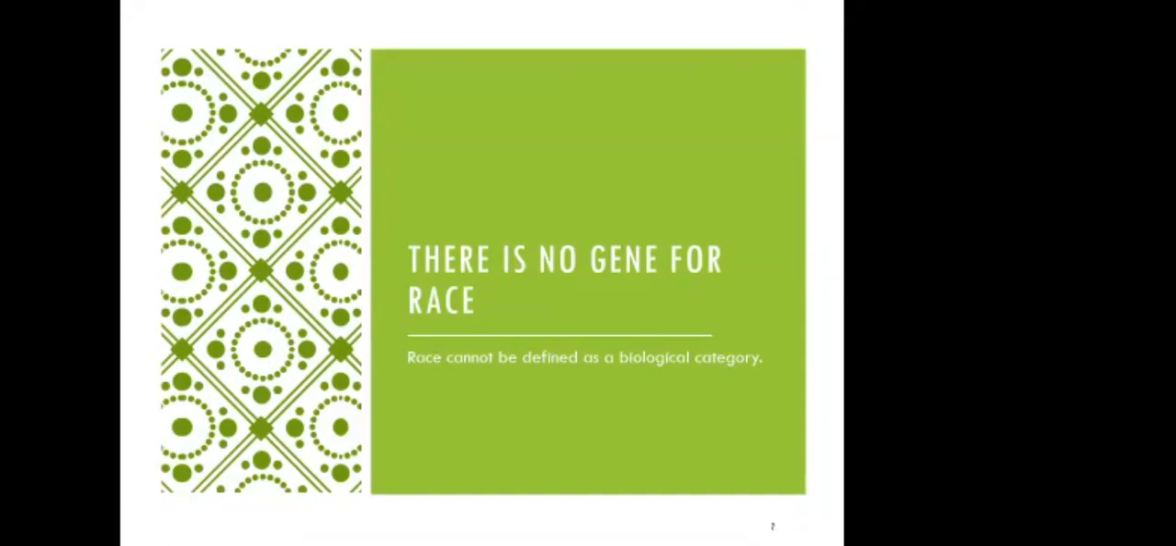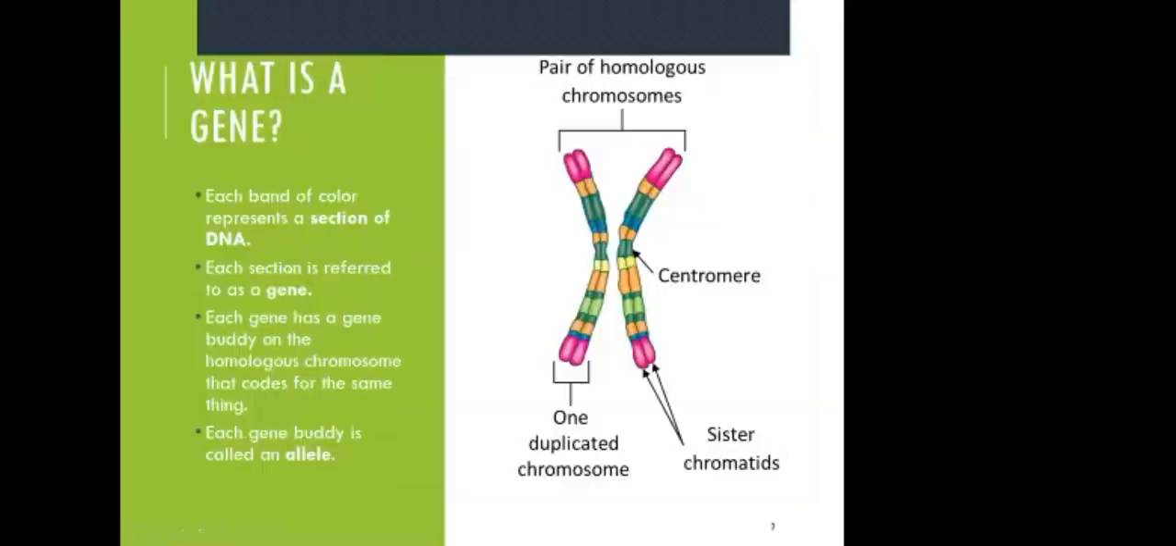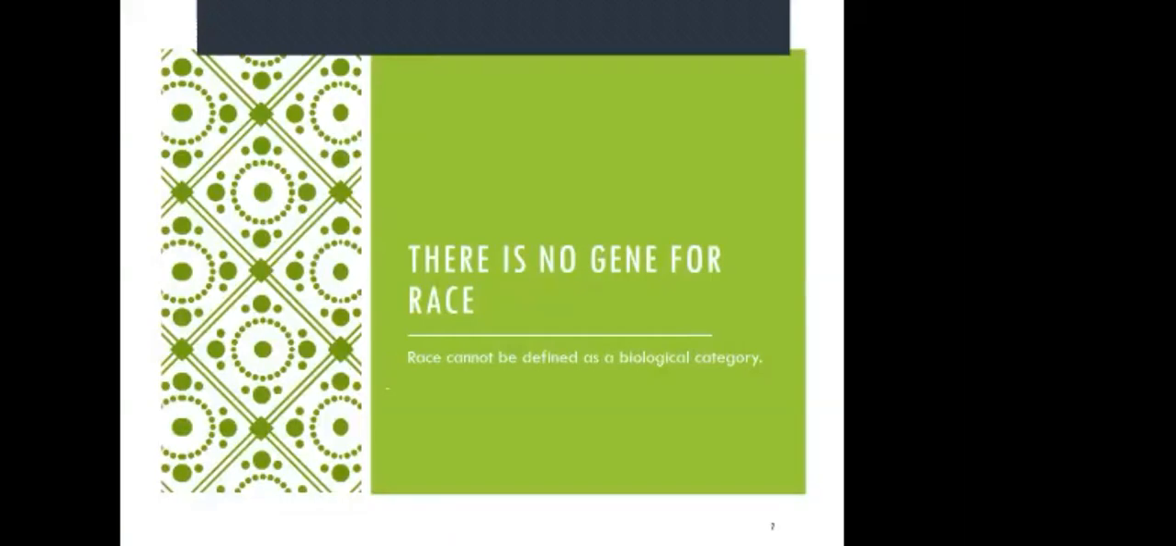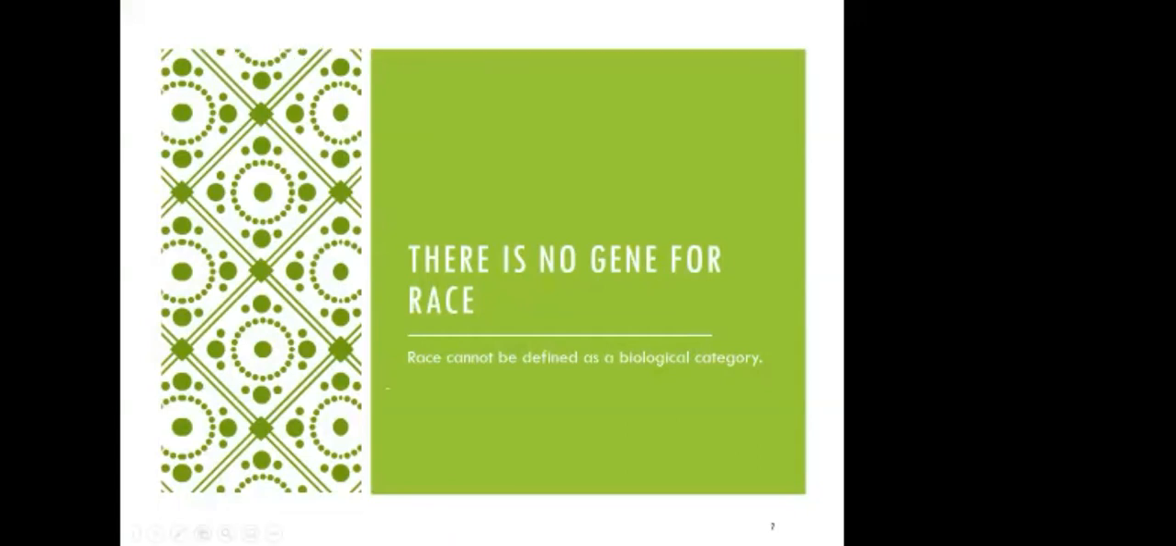But race, as we think of it today, is not a biological category that is useful to anyone. It's not something that can be clearly or easily defined in a biological sense. Now, I want you to know that race is a thing socially, but not biologically. So we need to know both of those things as being true.